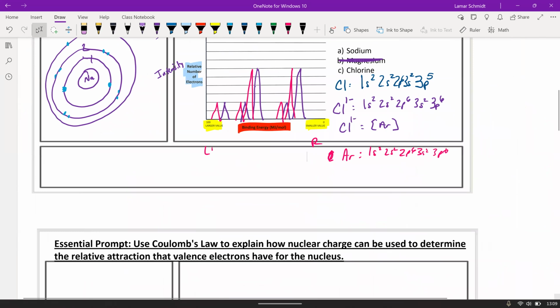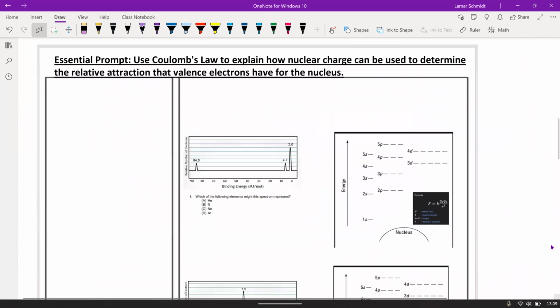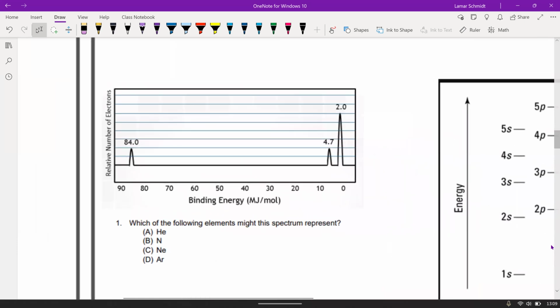All right, let's move on to the next part. With these next parts, I'm really just trying to show you how this stuff is used. Here's a question that you might be asked. Which of the following elements might this spectrum represent? We have a peak over here on the left. Which electrons are those from? How would we describe those at 84?